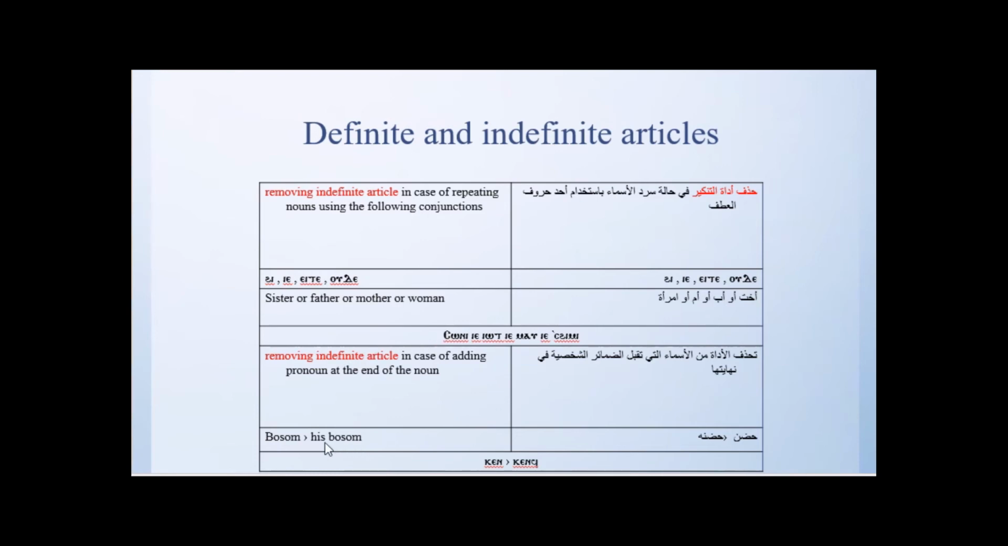Sometimes it is also removed when the word is followed by a pronoun. The word kenf, possum, wanted to turn it into his possum. So some words get the possessive form by adding a pronoun at the end of the word. It's a small number of words only. So ken turned into kenf without any indefinite article before it.